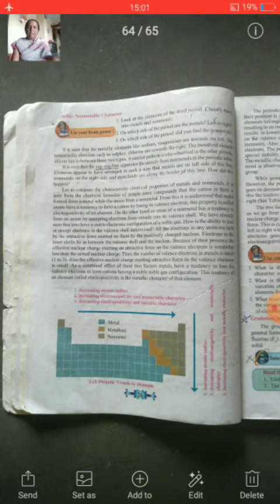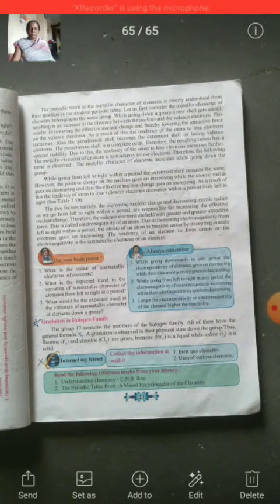Now see the next property. The periodic trends in the metallic character of elements can be understood from their position in the modern periodic table. Let us first consider the metallic character of the elements belonging to the same group. While going down, a new shell gets added. When we consider a group, we see how metallic and non-metallic characters are inside the period. Now we see how they are different in the group.